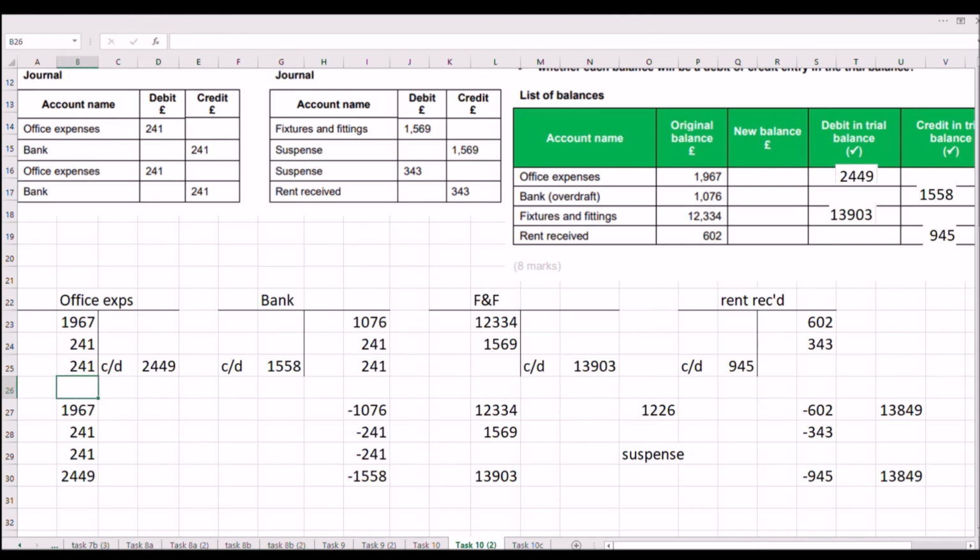We can retotal those numbers, just make sure that we are accurate here. Retotal them so they're the same, so we're happy that that's the right amount. And so that's that one there, 2449 debit in here. Remember the actual trial balance value is the brought down value. So the carry down is always the credit 2449 there. It's the brought down value that's the value of the account.